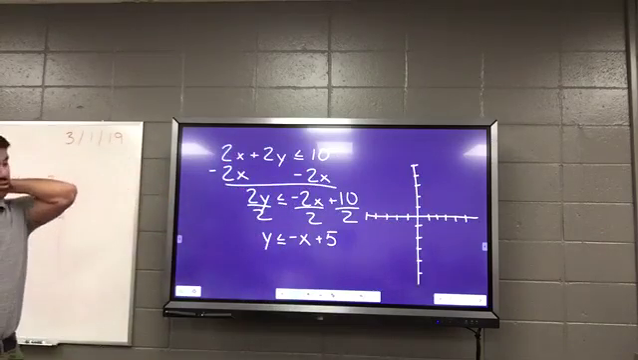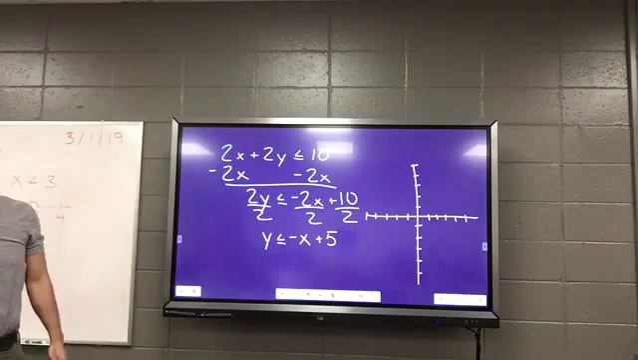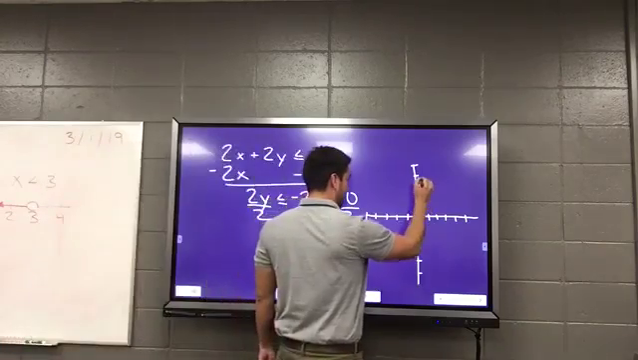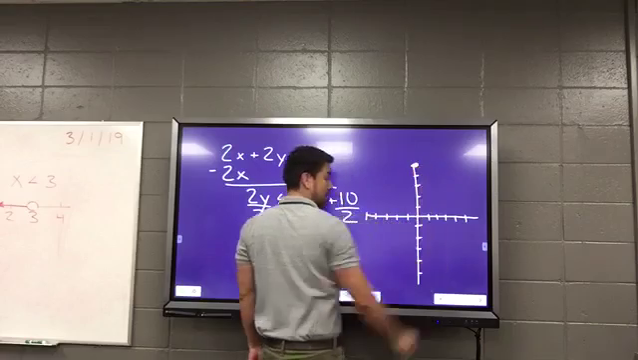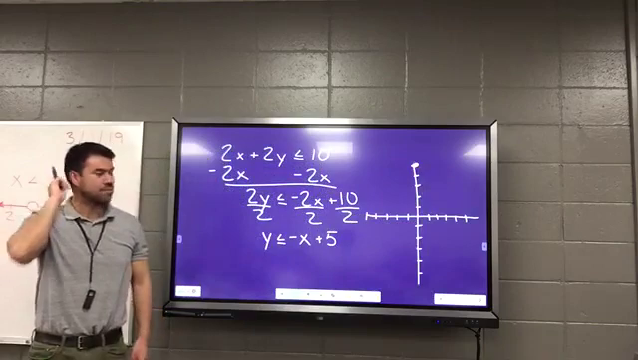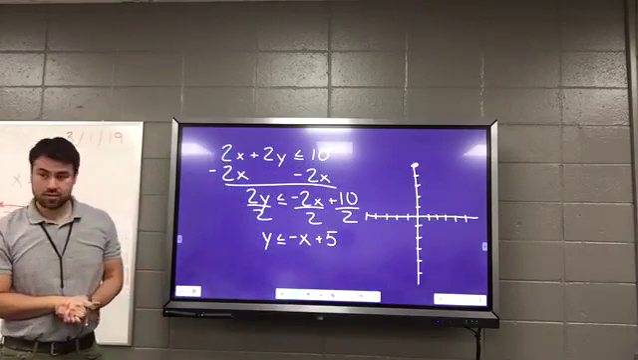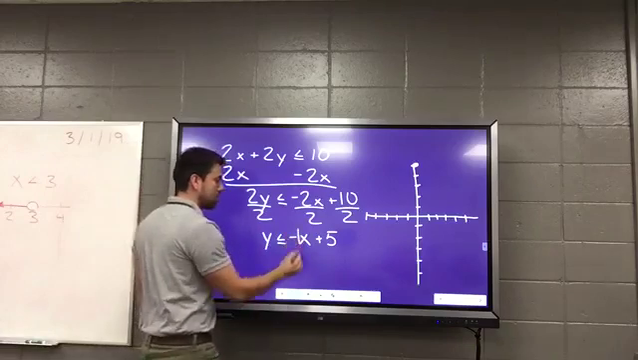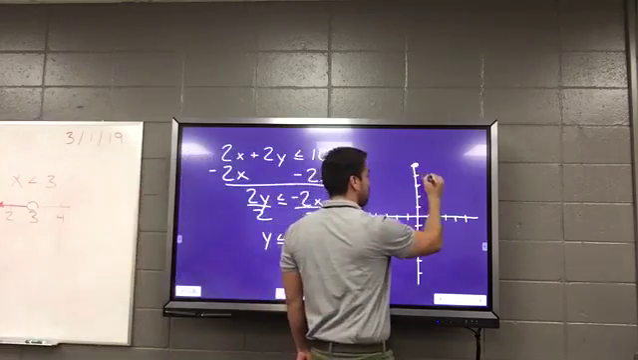Okay, Sophie, where do I start this graph? You go up 5. 1, 2, 3, 4, 5. Okay, Hagen, where do I go from there? You go down 1 and to the right. Okay, what's the slope? So down 1 over 1 to the right.